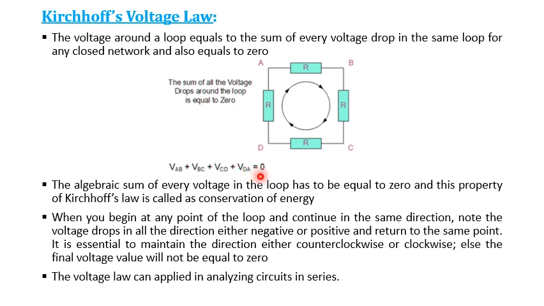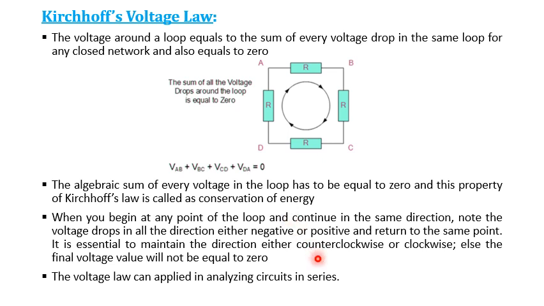This is the statement of Kirchhoff's voltage law. That is, the algebraic sum of every voltage in the loop has to be equal to 0. This property of Kirchhoff's law is also called conservation of energy, or energy conservation. So the statement of Kirchhoff's voltage law is nothing but the algebraic sum of every voltage in the loop has to equal 0.